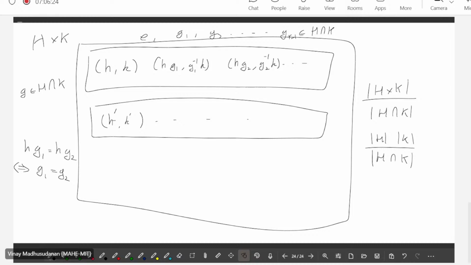Actually, this sort of counting argument appears in many other places also. It's a general technique.